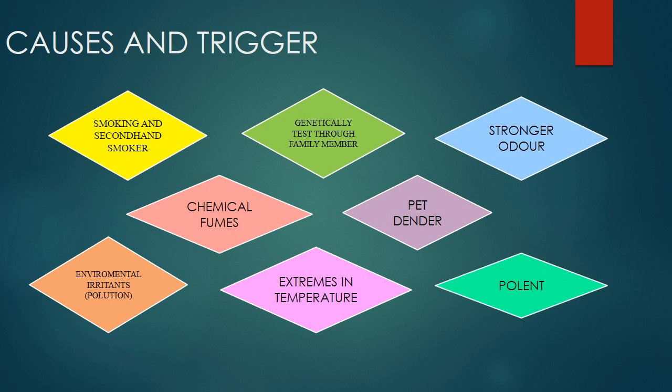There are causes and triggers of COPD. First, smoking and secondhand smoke. Second, genetics, passed through family members. Third, strong odors, chemical fumes, pet dander, and also environmental irritants such as pollution, extremes in temperature, and pollen.